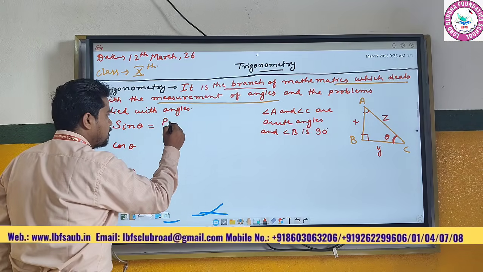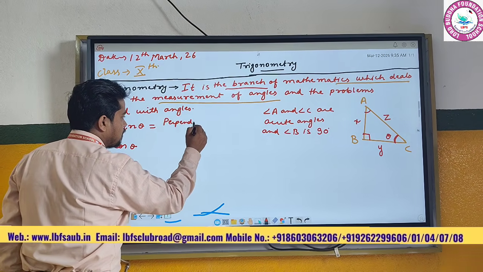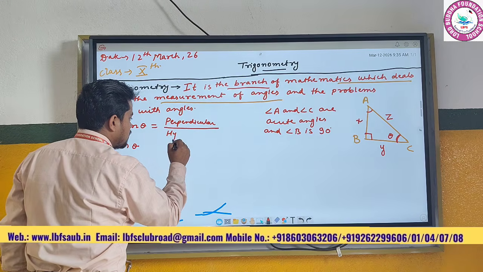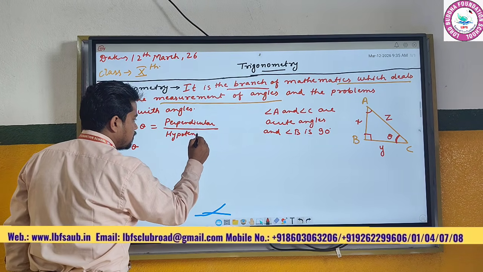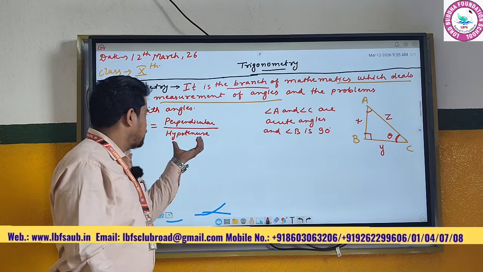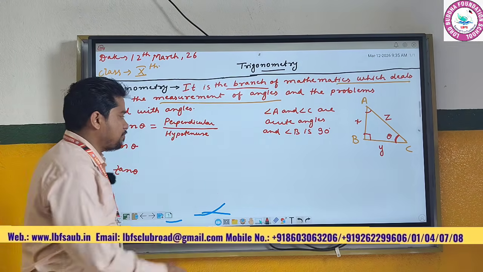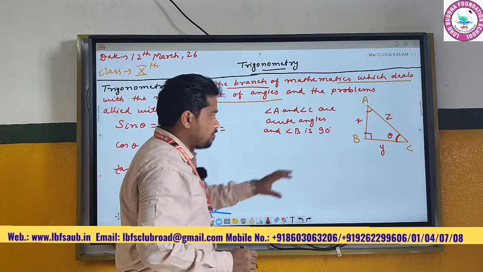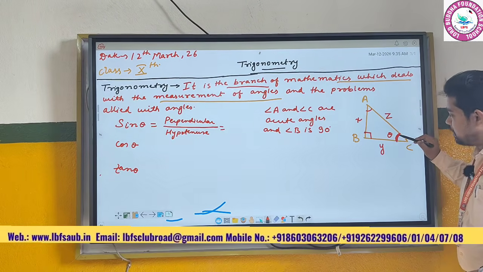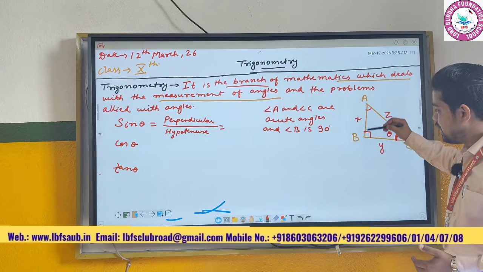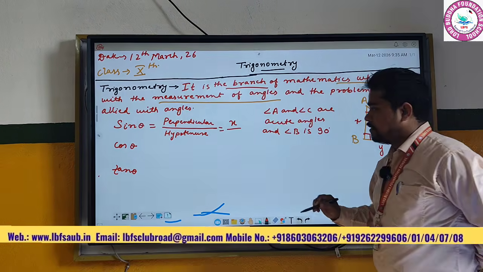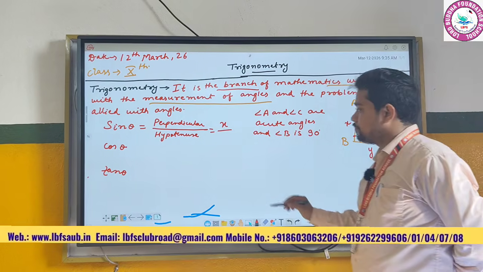So we will write perpendicular upon hypotenuse. Do you understand this? The formula for sin theta is perpendicular upon hypotenuse. As compared to this angle theta, the value of perpendicular is x, and the hypotenuse is z.